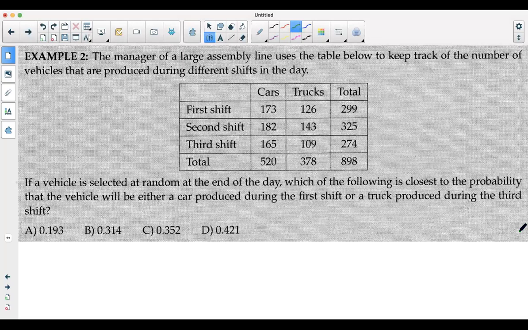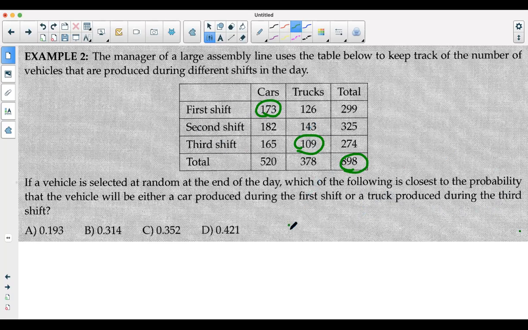Was this another conditional probability? No, this example was a little bit different. What's my denominator? Because a vehicle is selected at random at the end of the day, everything put together, that would have been this one. That's the total. But they gave you two possibilities: a car produced during the first shift, or a truck produced during the third shift. Those two are the favorable. Those two are my numerator.